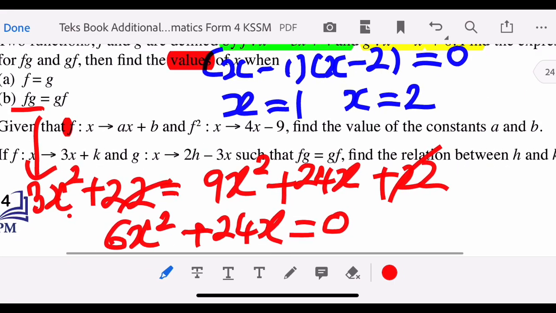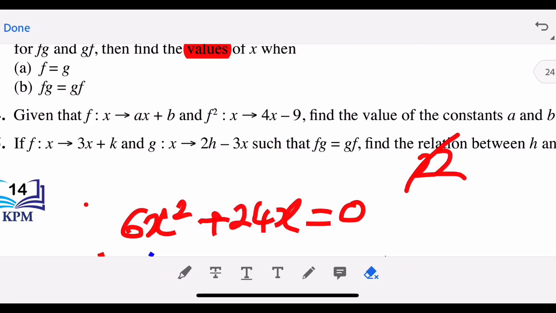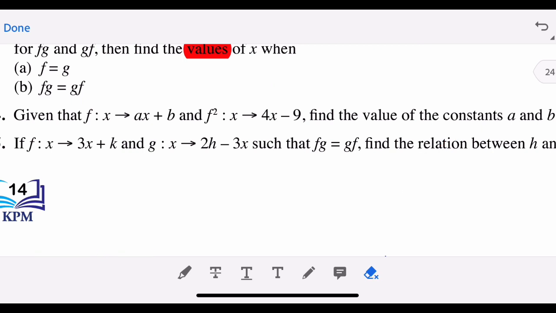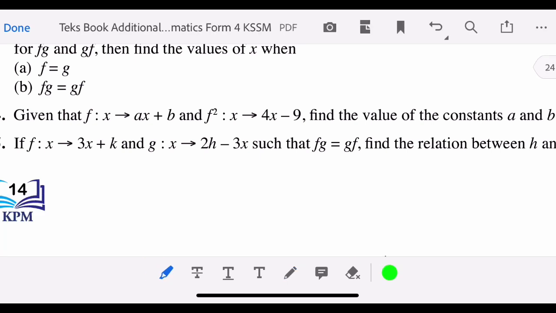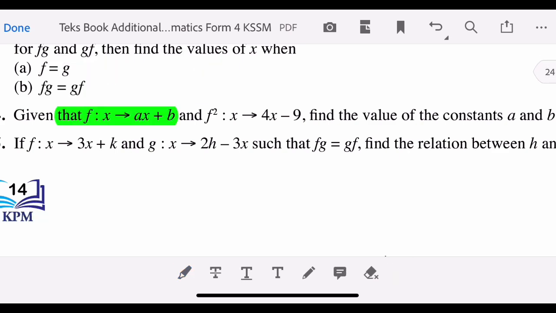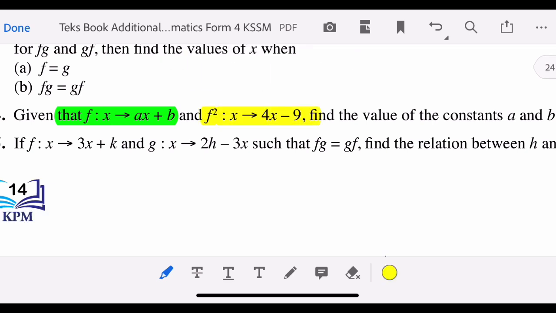Now we are going to discuss question number 4. So let's do it now for question number 4. For question number 4, we are given two functions. One is f(x) equal to ax plus b. The other one is f(f(x)) equal to 4x minus 9, and we need to find the values of constants a and b.